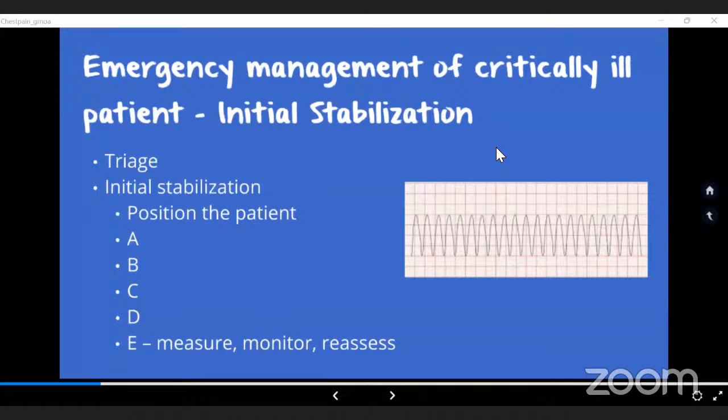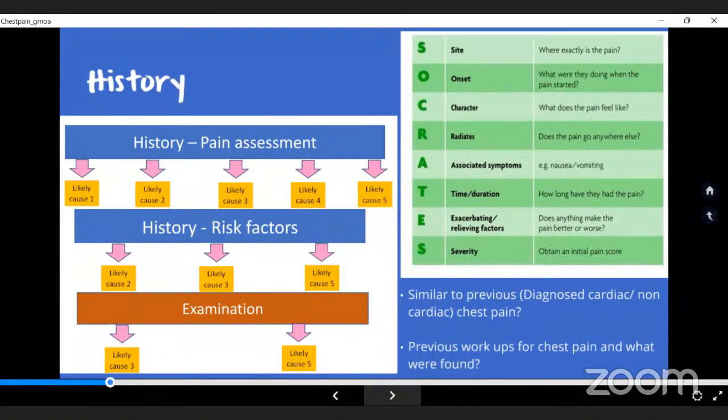So that is the importance of doing the initial stabilization before we take a comprehensive history from the patient. And there we assess the disability and the exposure, and stabilize and make sure that this patient has stable vitals. Now we have a living, breathing, stable patient in front of us, so we can use some time for the directed history and directed examination.